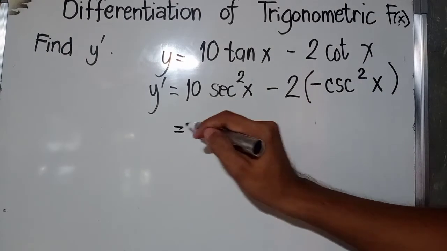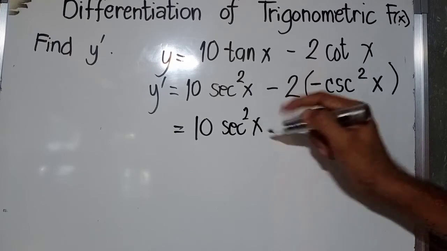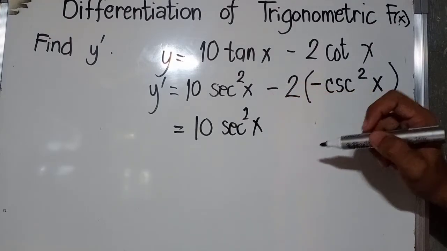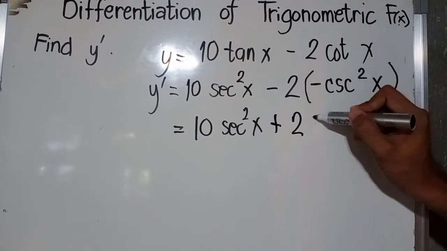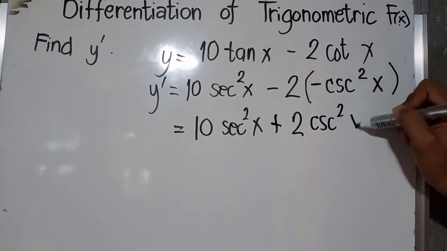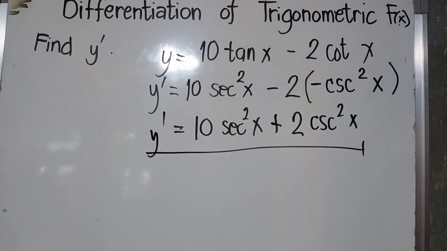So you just simplify this, copy lang the first term. Then negative 2 times negative cosecant squared x is positive. Then 2 cosecant squared x. So that is our derivative of this problem.